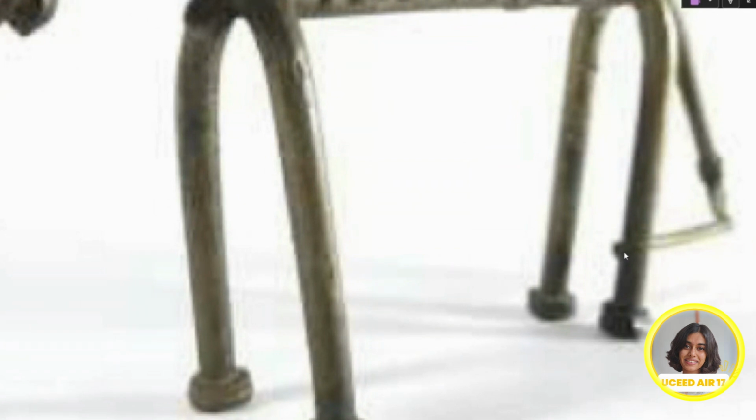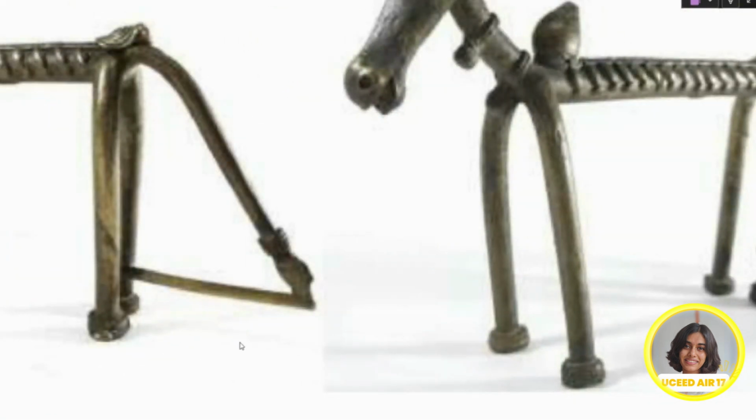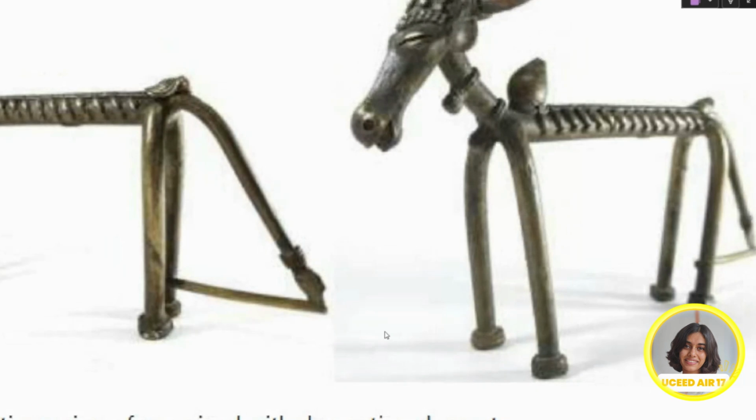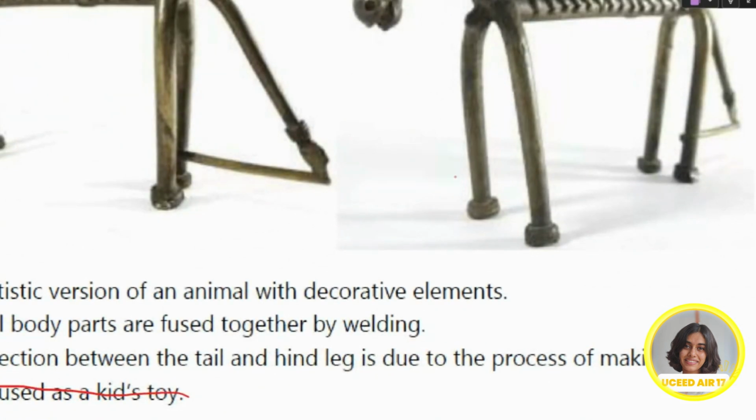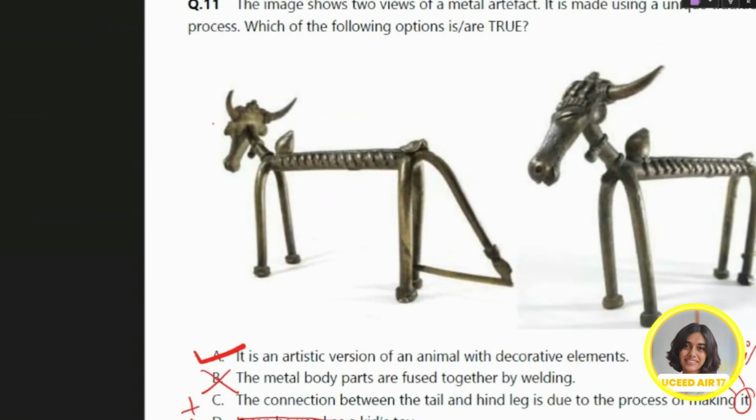I mean, it can just be kept that way. It is metal. It is pretty hard. It doesn't require to be in shape, and it doesn't require to be welded there. So if by it they meant tail, then I would have marked this. But if by it they are meaning the leg, then I'm not sure of it. So what ideally I would have done in this question, I would have just marked A and left it. I wouldn't have taken a chance with C.